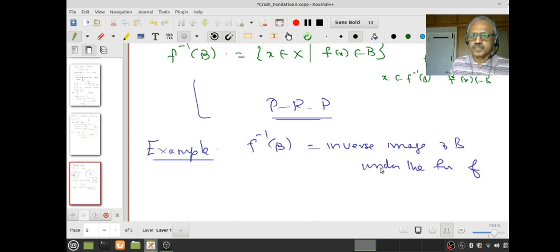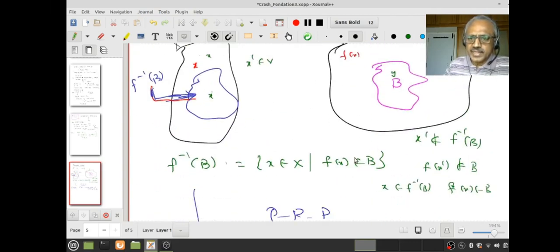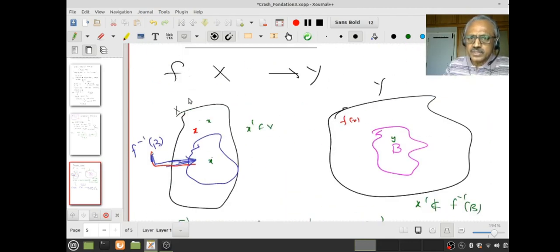The first thing you should notice is, even though I write f inverse, f is any function, not necessarily one-one, onto, etc. I forgot to mention that if it is a bijection, then it has the inverse f inverse from Y to X. I hope all of you know that. If necessary, I will repeat. But at present, don't worry. This is any function.